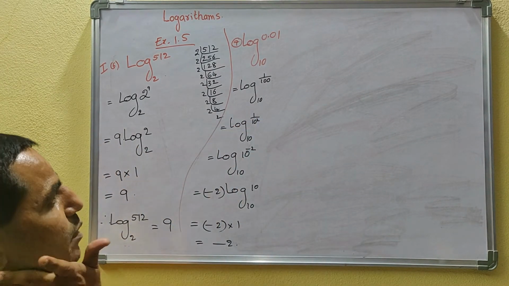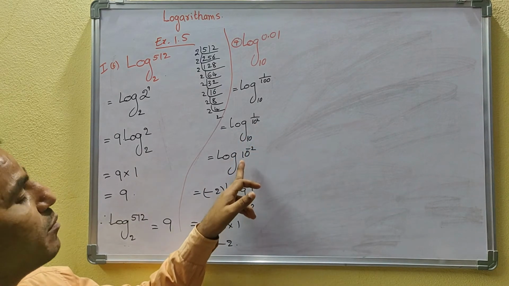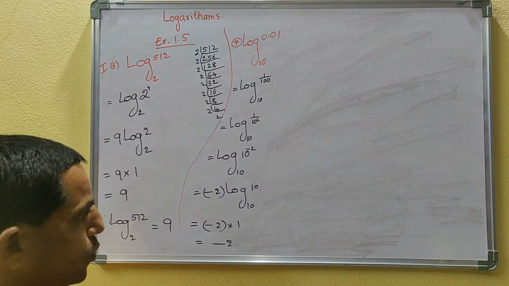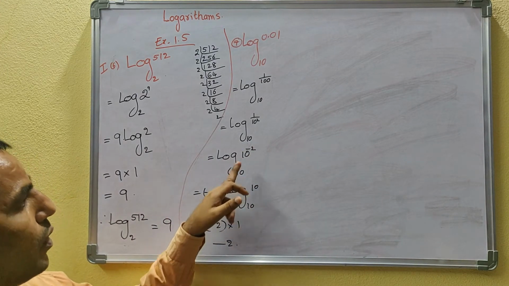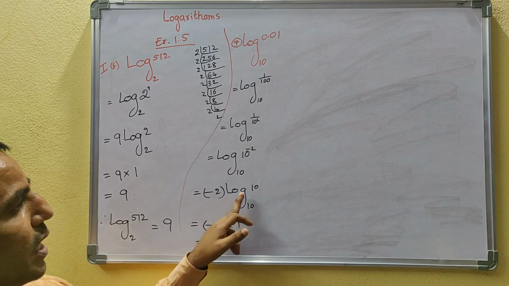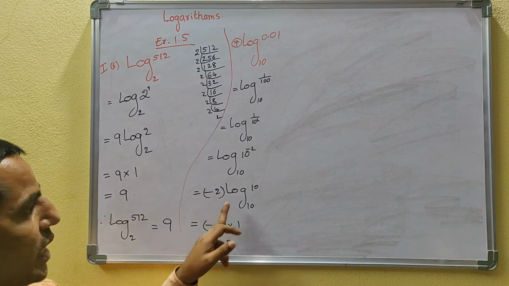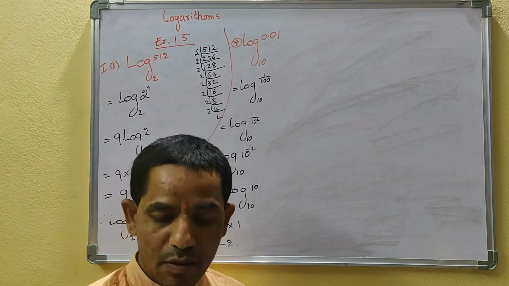So 1 by 100 can be written as 1 by 10 square. 1 by 10 square again can be written as 10 to the power of minus 2. So here log a to the power of m base b is equal to m into log a base b. So here minus 2 into log a base b. Minus 2 into here log 10 base 10 value 1. So minus 2 into 1, answer minus 2.